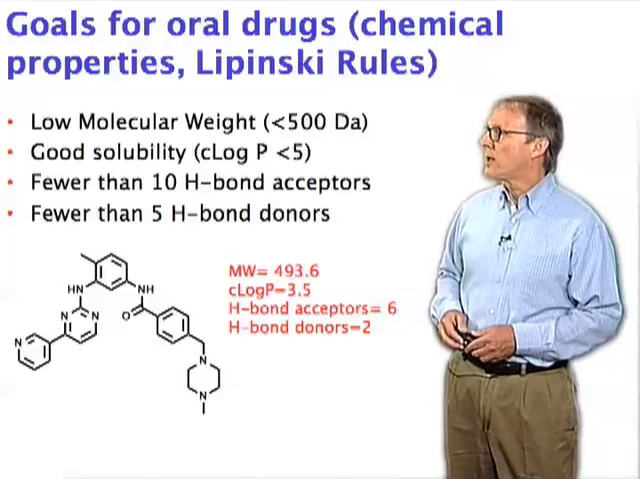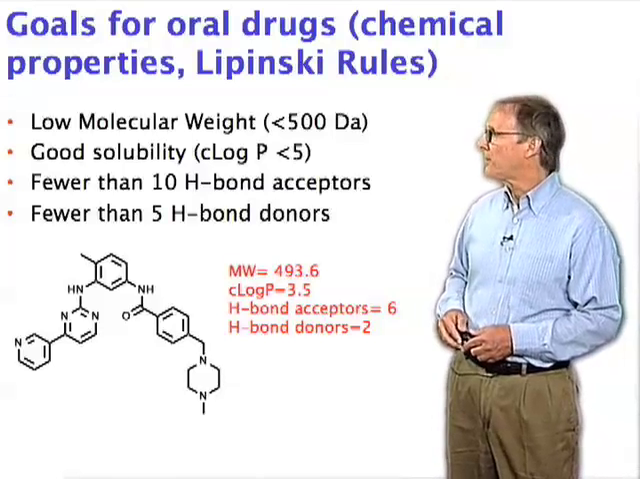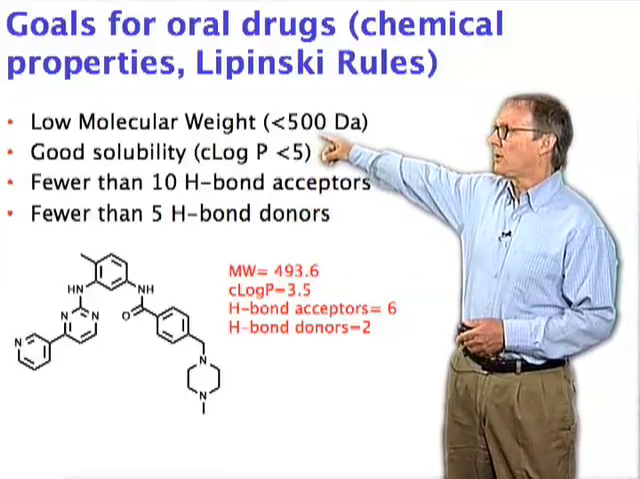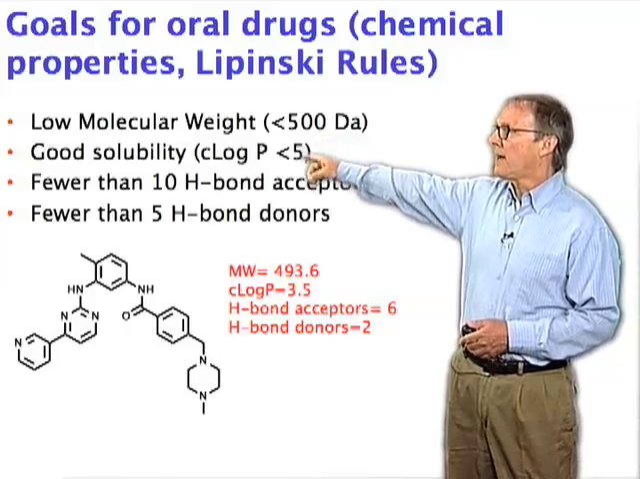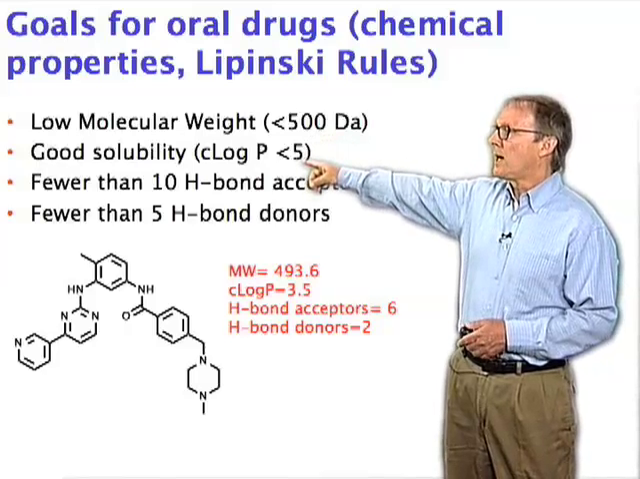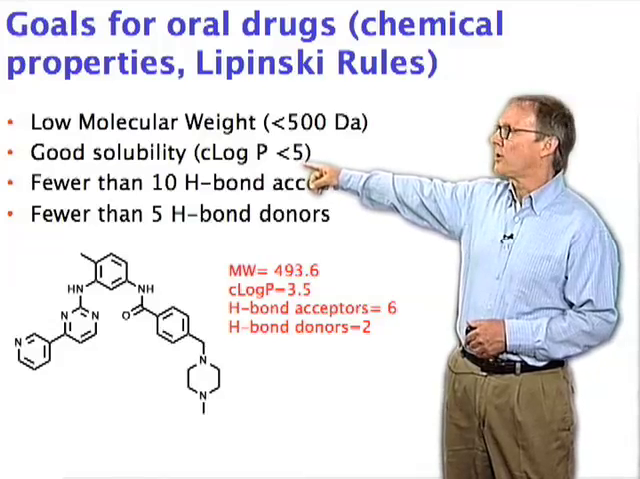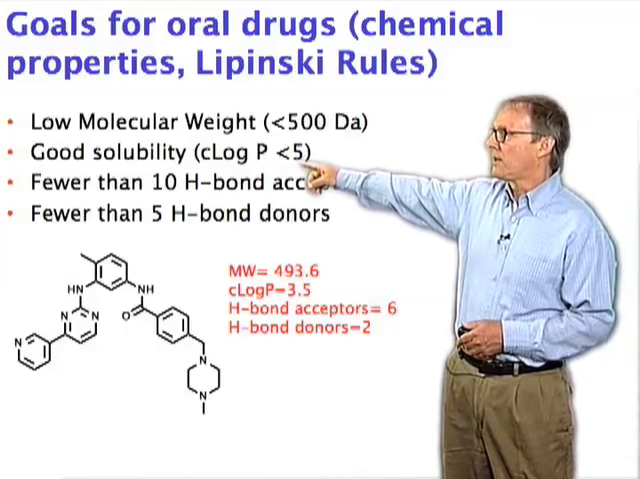For example, one property of most orally active drugs is that they have a molecular weight less than 500 Daltons. So we would look to be building compounds that are less than that. They have good solubility. Things that are not very soluble don't dissolve so well, so they don't go through the gut. And so we'd like to have this parameter called C log P less than 5.